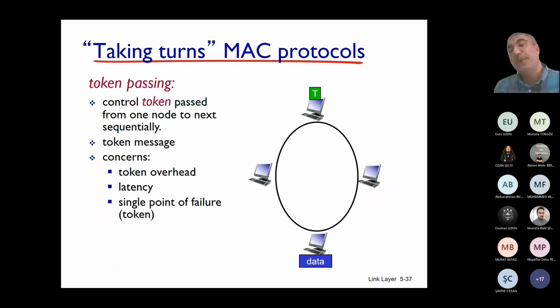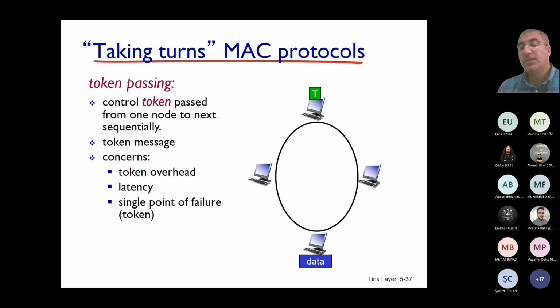Another method in the taking turns approach is called token passing. We have a token, which is a control token, always moving around the loop. If you have a packet to send, you take this token, and once you are done, you release your token to the loop again.